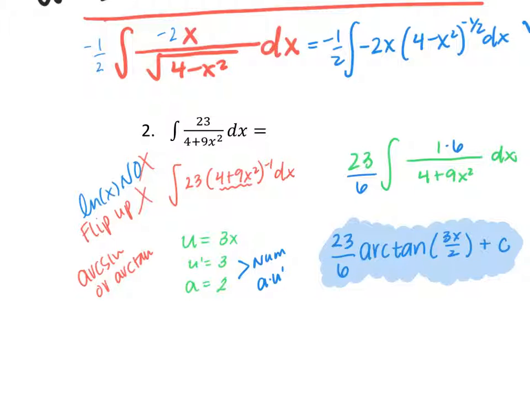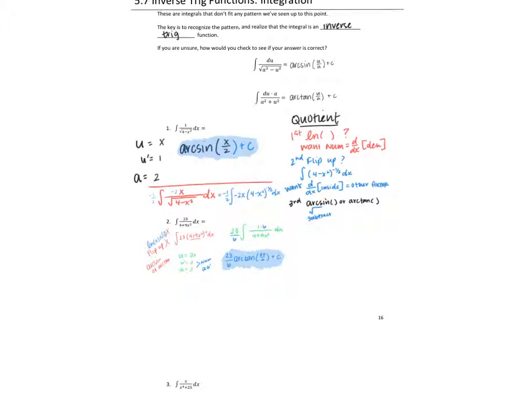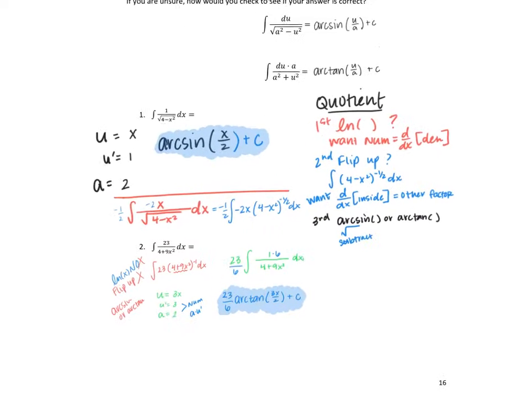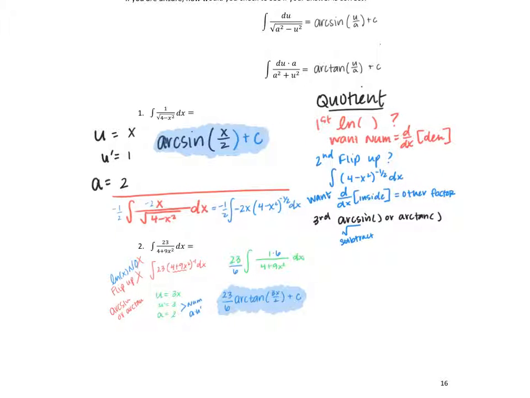Okay. How are we feeling? Feeling good? Really good? All right, so this quotient process, every time we see an integral of a quotient, I want you to think through this in this order. Because the majority of the time they're going to be natural logs. After that, flip up. And then after that, it's going to be arc sine or arc tangent.